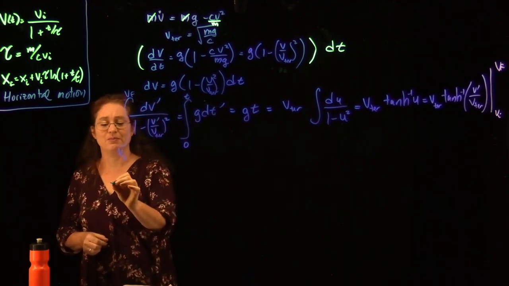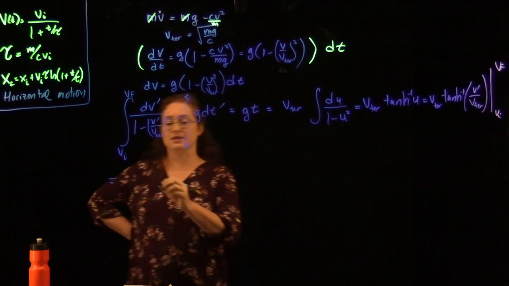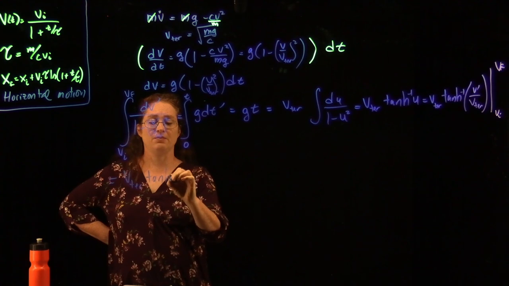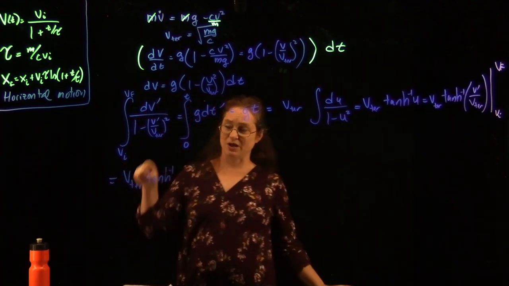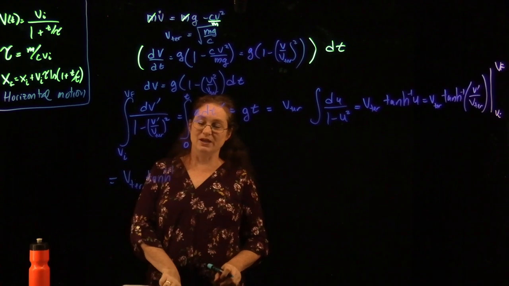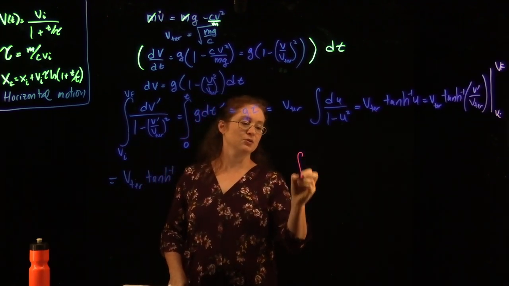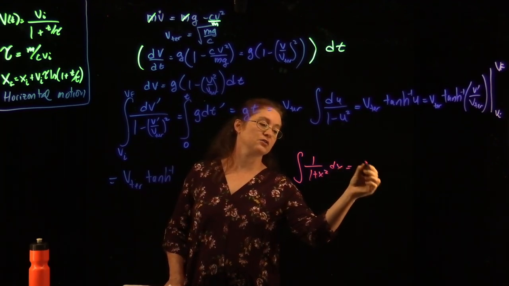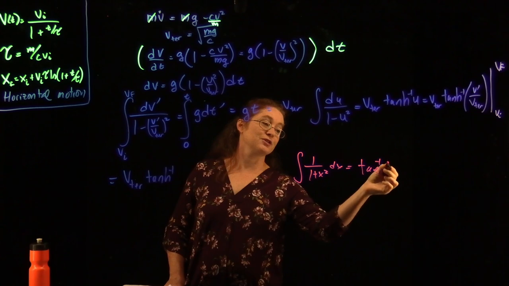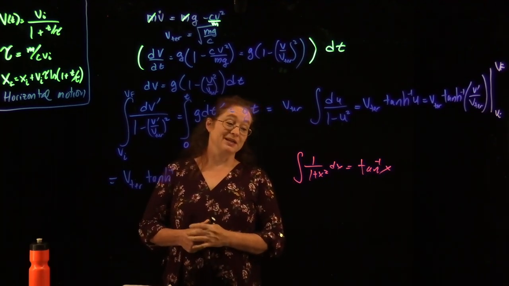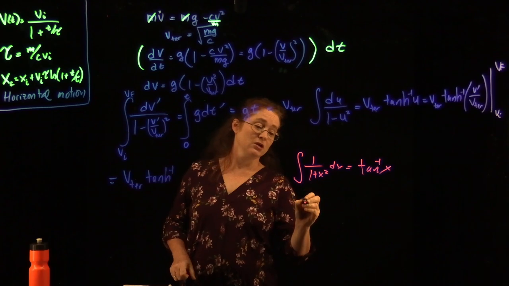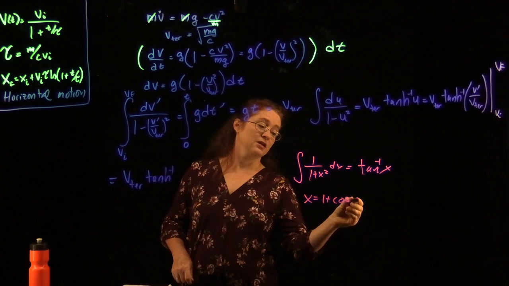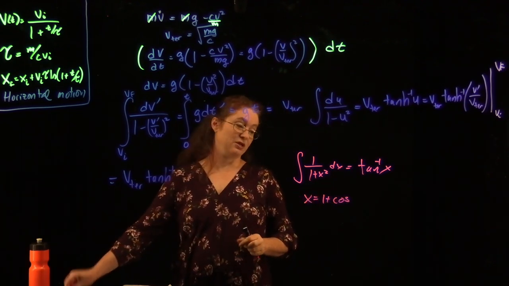All right, now that my pep talk is over, so this is going to be v ter times the inverse hyperbolic tangent. By the way, how can you tell it's an inverse hyperbolic tangent? You might be familiar with the integral of 1 over 1 plus x squared dx, which is the inverse tangent of x. You can get that by using u substitution with u equals 1 plus cosine of x.